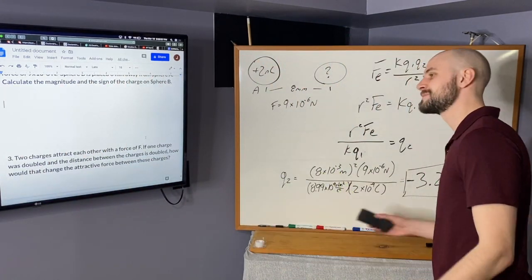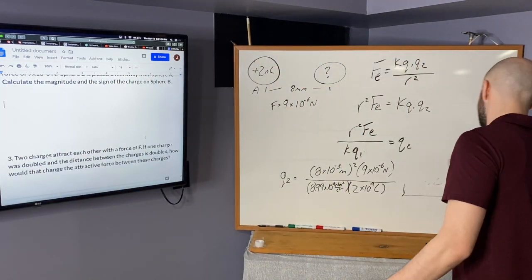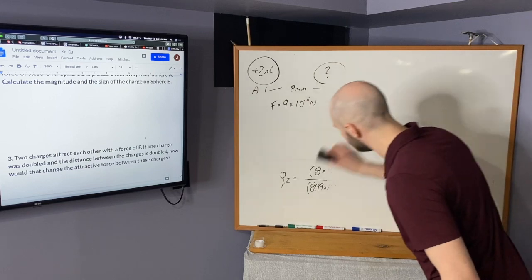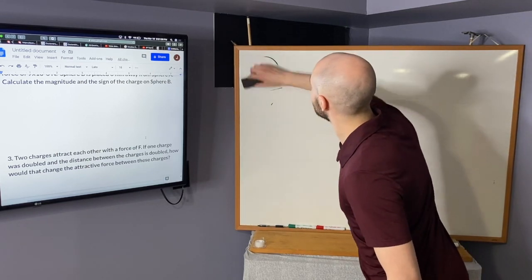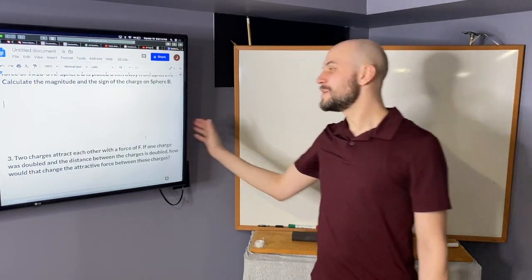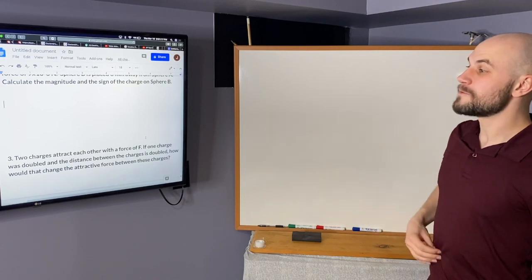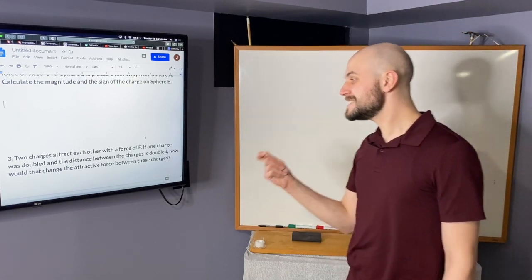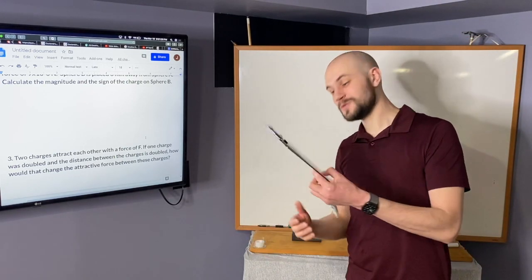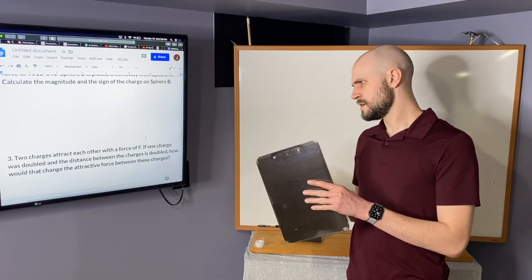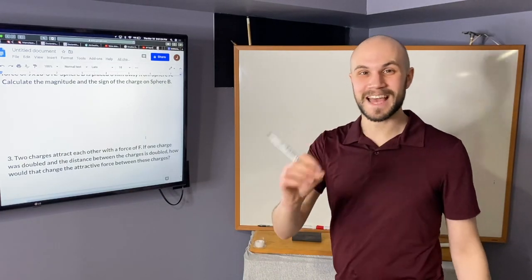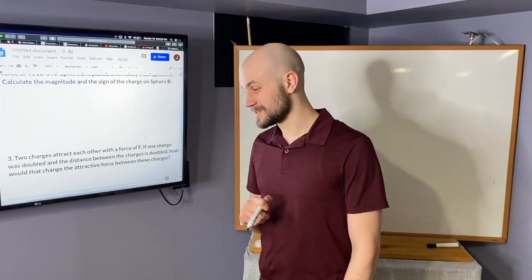Question 3. Here is a conceptual question. This is the kind of question that you guys love to do. You guys always complain about these kind of questions. We know that 2 charges attract each other with a force F. If the magnitude of one charge was doubled and the distance between the charges is doubled, how would that change the attractive force between the charges? Looking at some of your submissions, you did say that the force between the charges would decrease, and I agree with you, but I want to know exactly how much the force between the charges decreases.